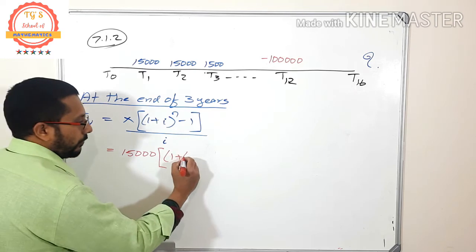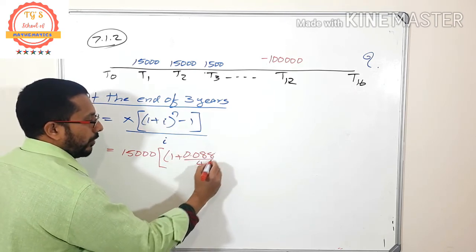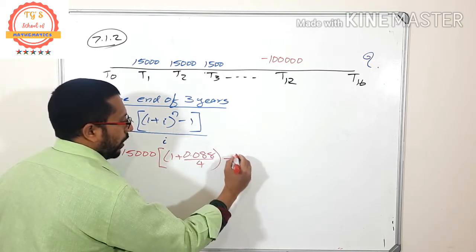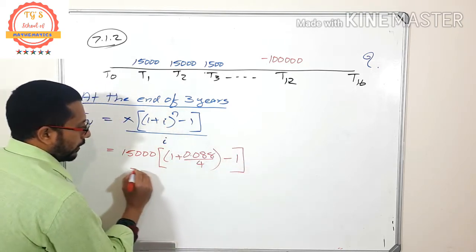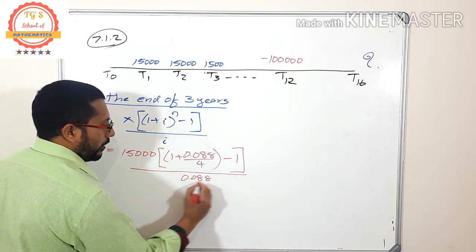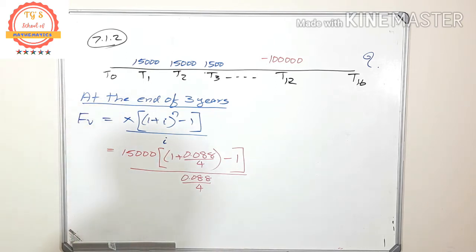0.088. Do you remember that one? 0.088 quarterly divided by 4, the whole raised to something minus 1. We can write that something later, divided by 0.088 divided by 4. Okay, so what is the value of n there? What must I write there?